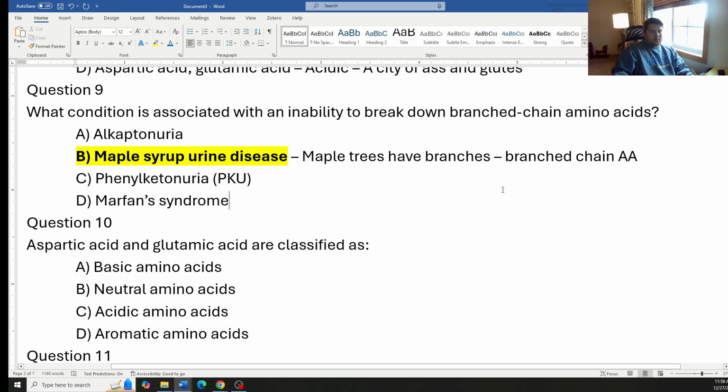Marfan syndrome we'll talk about more in pathology. Marfan syndrome is a genetic connective tissue disorder that produces long fingers, makes you super, super tall, as well as is associated with aortic or thoracic aneurysms that can potentially rupture. A dissecting aortic aneurysm.